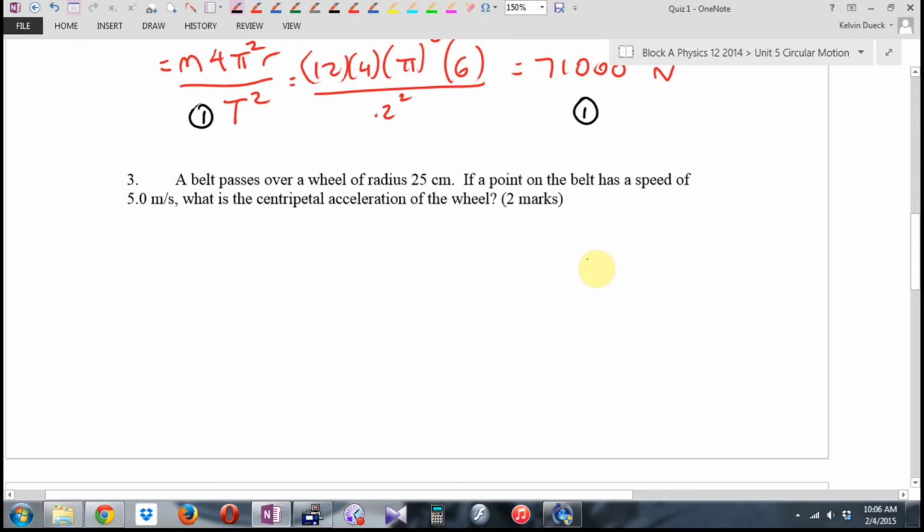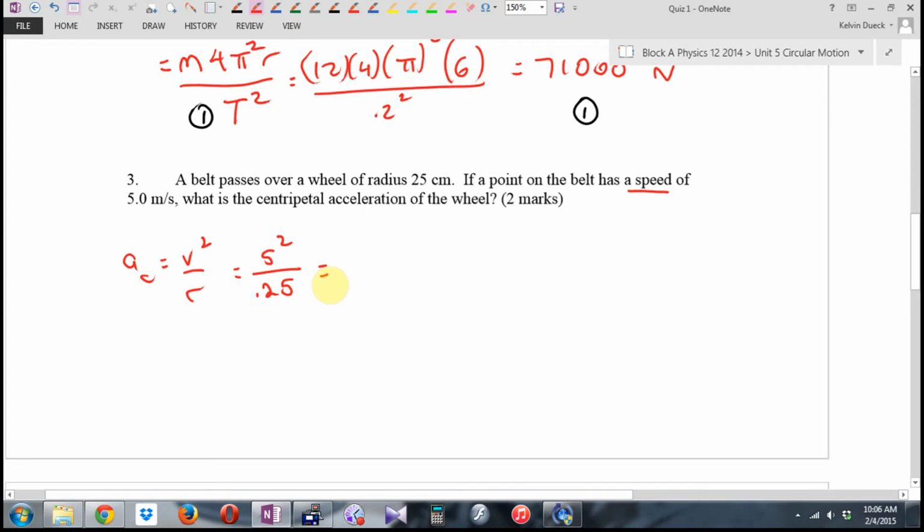Number 3. Okay, now they want centripetal acceleration, a_c. Well, they gave me the speed. v squared over r, 5 squared all over. Is r 0.25? I think I can do this in my head because it's 25 divided by 0.25. Is it 1,000 even?